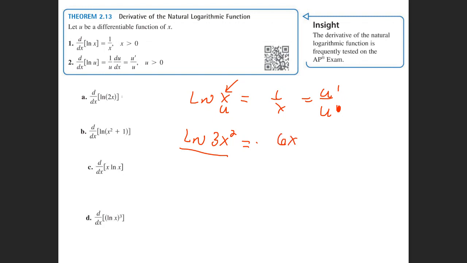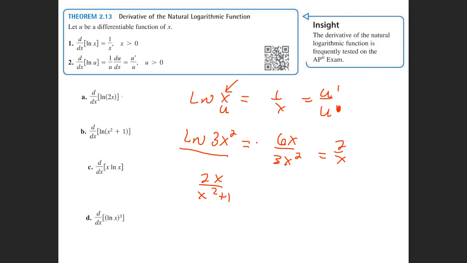6x over 3x squared. Now these usually will reduce down because you're putting a derivative over the same. So I would rewrite this as, what is that, 2 over x? Is that right? My simplifying is correct. Okay. So what happens if I have natural log of x squared plus 1? Well, that's just going to be 2x over x squared plus 1.